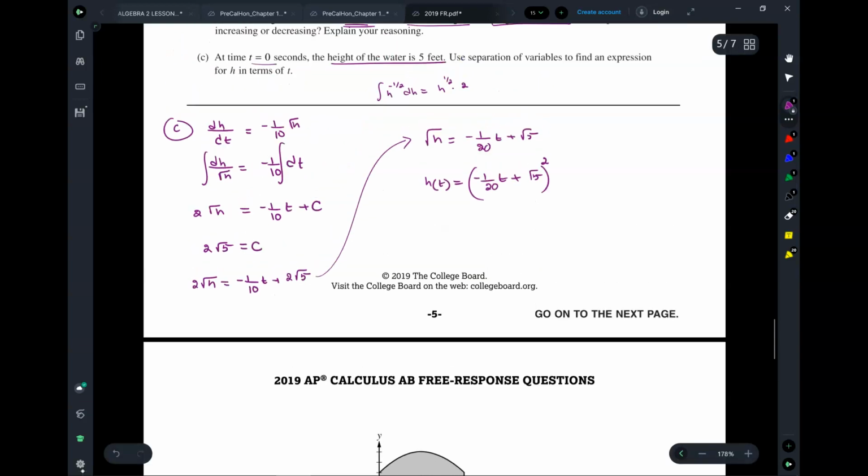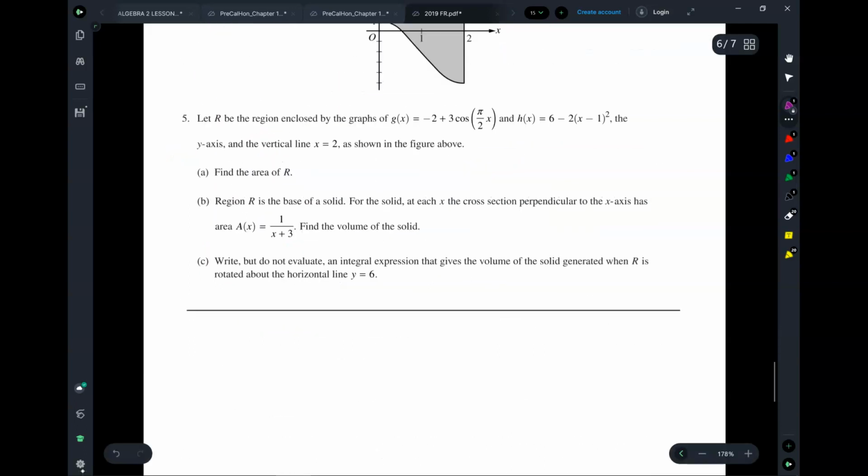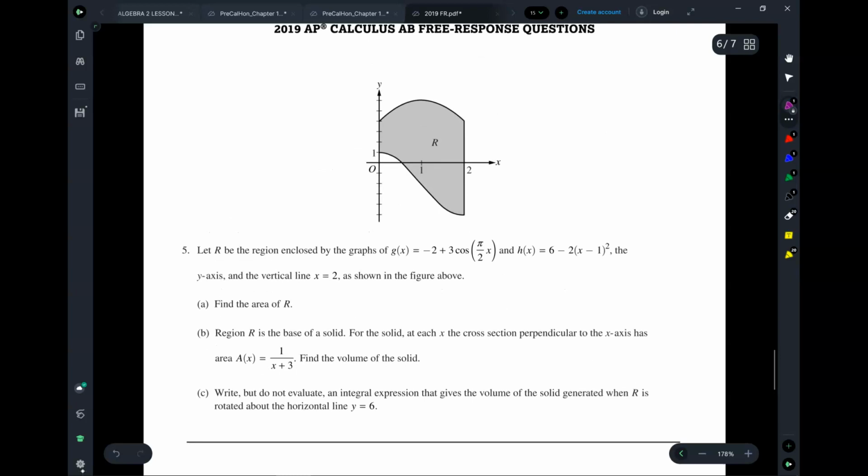Okay. Can you explain how you solve for c? Yeah, so it tells you at t equals 0, h is 5. So t is 0 here, and h is 5. So 2 root 5 is equal to 0 plus c. Okay, let's do the next one. The next one's quick, actually. It's quicker. Okay.